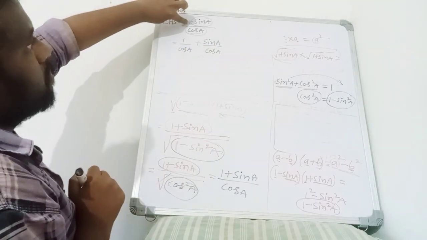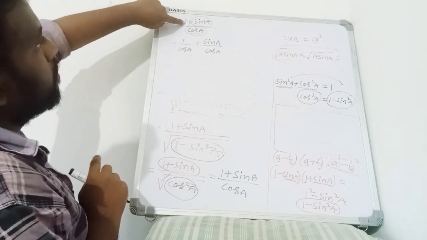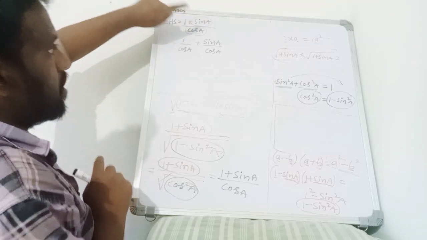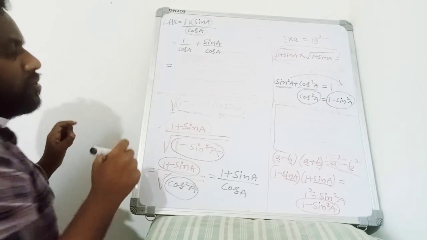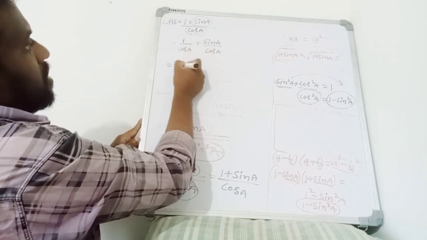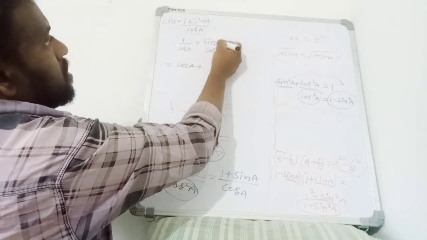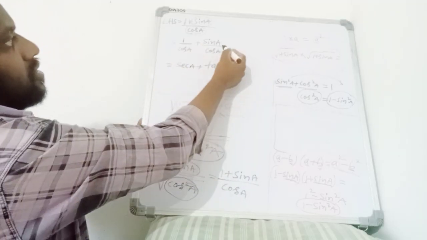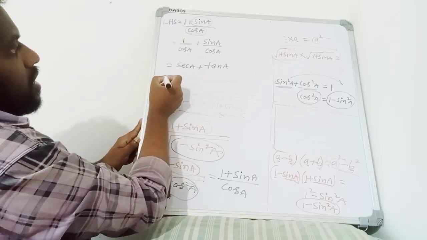See, because of the plus symbol, I have just split the terms: 1 by cos A plus sin A by cos A. That I have written here, you can see. Now the next step is what? 1 by cos A is secant A. This is a standard formula. Plus sin A by cos A is tan A. This is a formula: sin A by cos A is equal to tan A. So this is LHS, right?